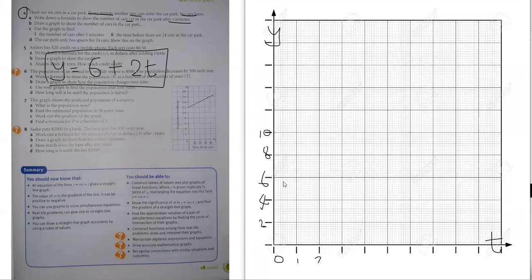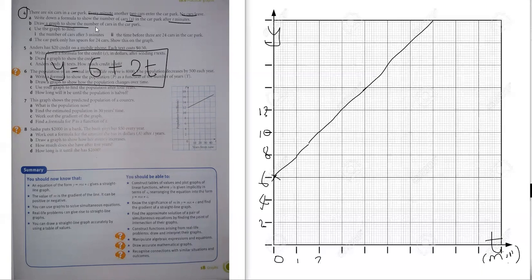So basically the cars at 0 minutes, currently it starts with 6, because originally the car park has 6 cars. Every 1 minute, you have 2 cars entering. So after 1 minute, it becomes 8, and after 2 minutes, it becomes 10, and so on. So the graph is going to be like this. You just have to draw it like that. Use a ruler. Then after that, this is your answer already. This is the graph that the question asks you to draw.